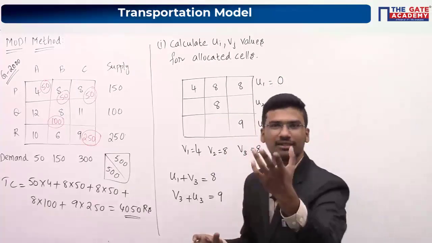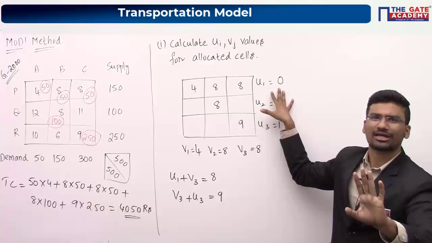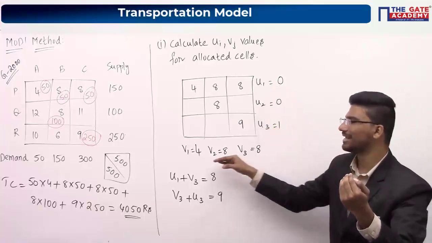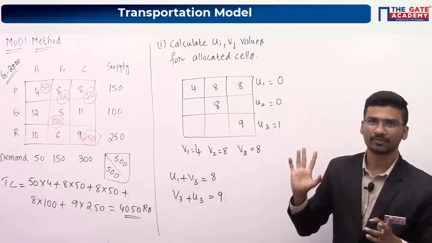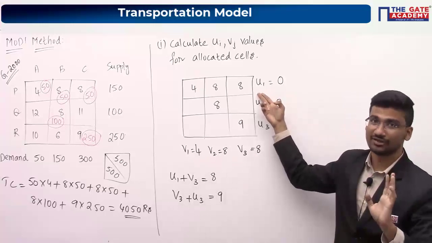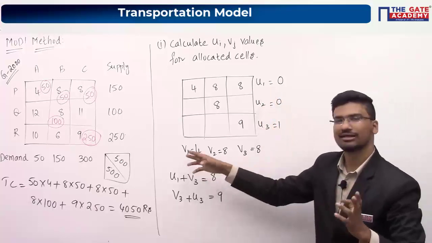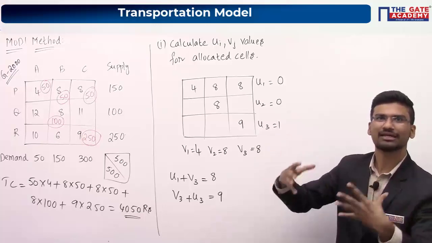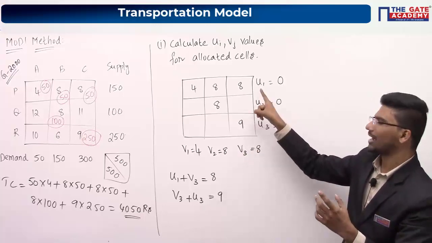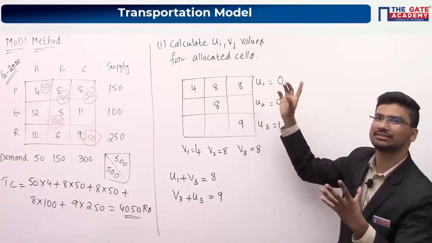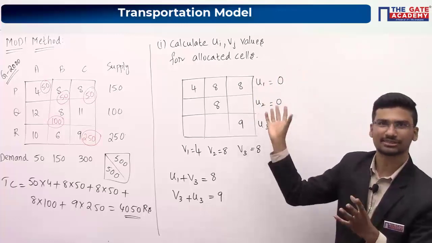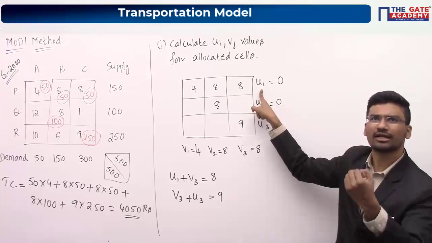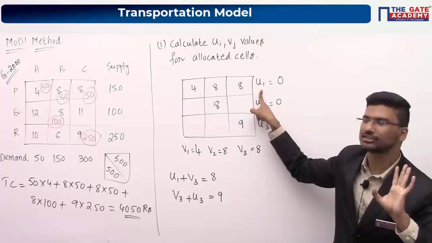Okay. So Trishal, u1 initially we are assuming. Initially you have to start by assuming any of these values as 0. Now I have taken the u1 value as 0. You can take any other value as 0. It is your wish. You will get the same final optimal solution. It is a method: you just have to start by assigning one variable as 0. Otherwise you cannot calculate other variables. If you want you can assume any other value also.